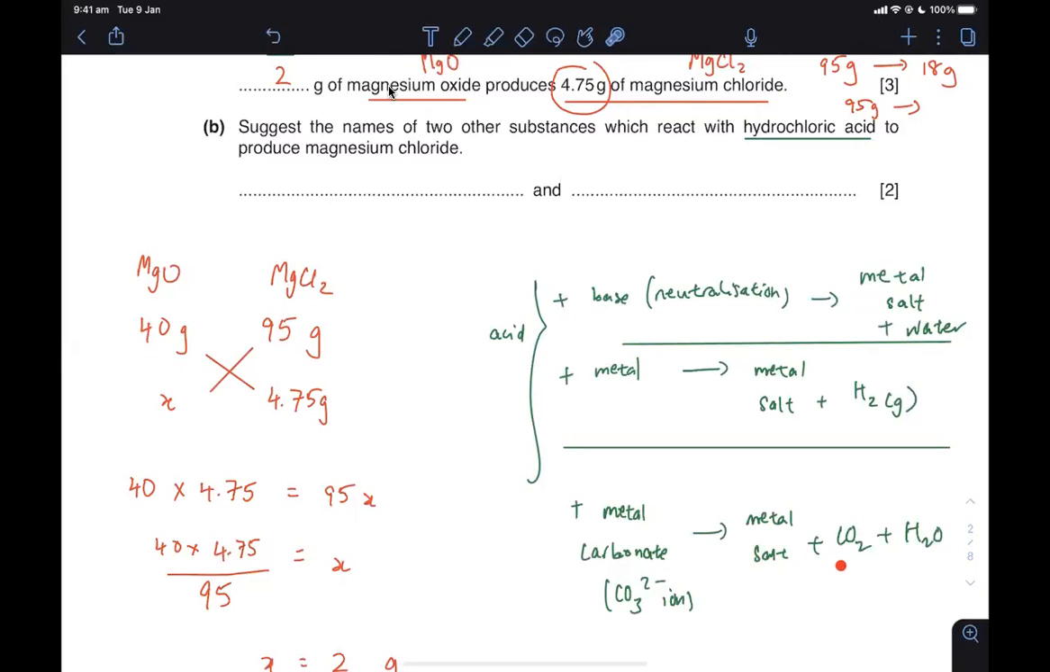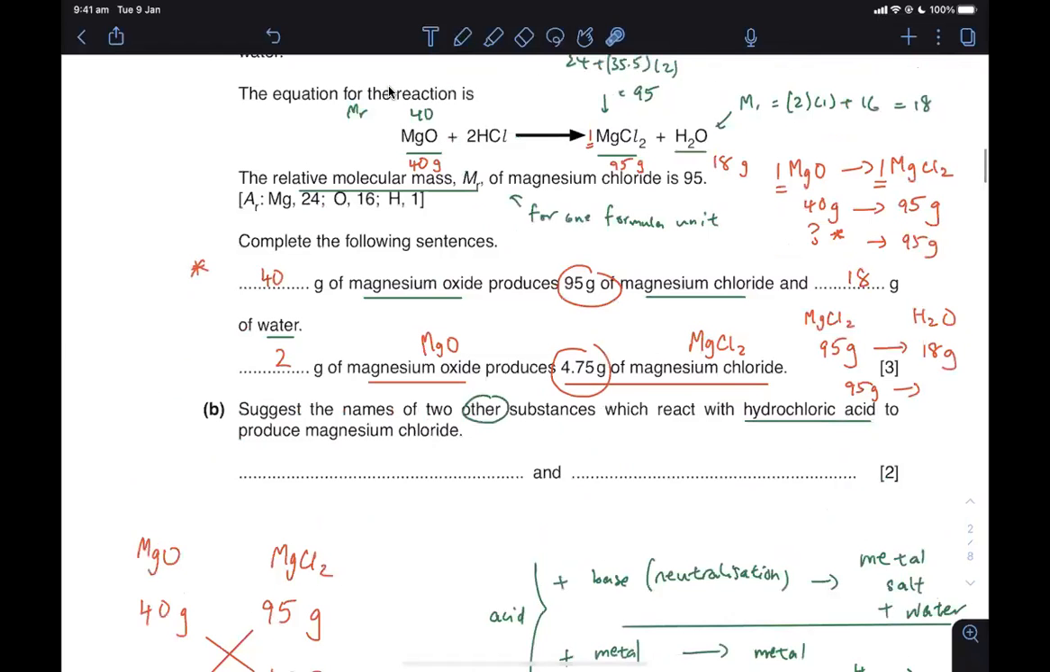Carbon dioxide is being asked in the other questions. We can test it with lime water. It will turn lime water milky, cloudy. Anyway, so it said two other substances that will react with acid to give you the salt. This is magnesium oxide. This is an oxide of metal. Oxide of metal is going to be something you call basic oxide.